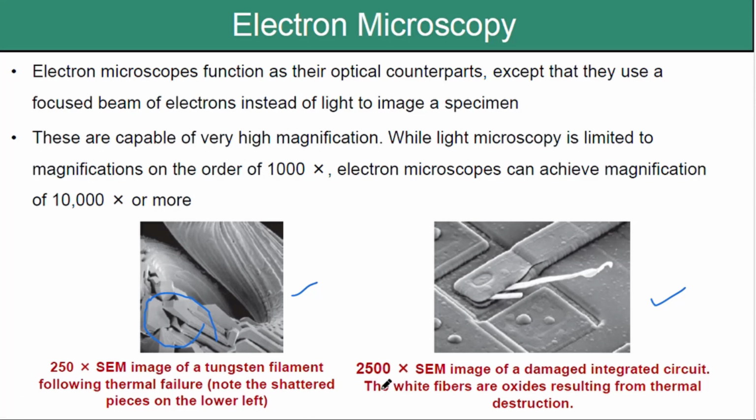And this is a 2500 times magnified part of an integrated circuit. See how small it is. But with electron microscopy, yes, you can obtain a 2500 times magnified version of the integrated circuit. White fibers or oxides result from thermal destruction. So these are all the applications of image processing.